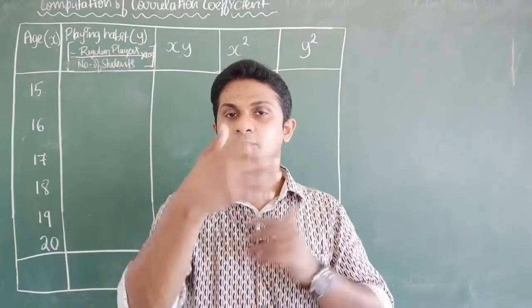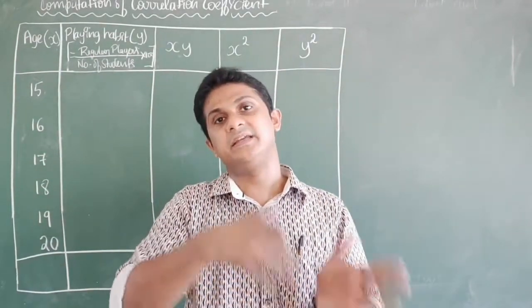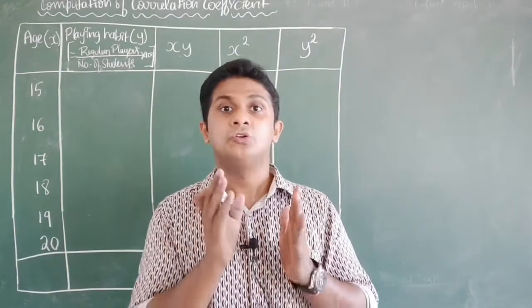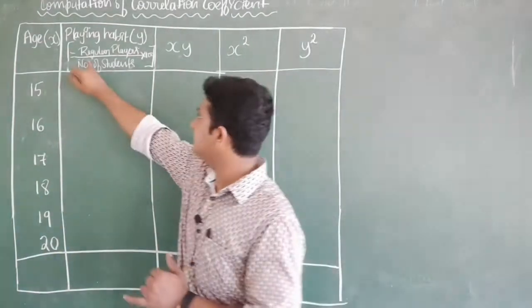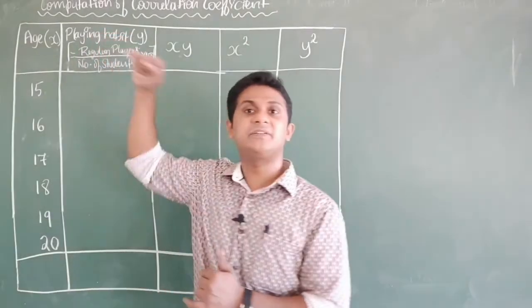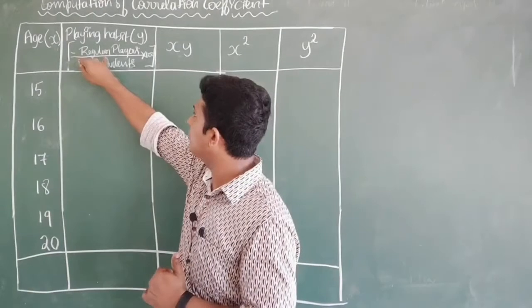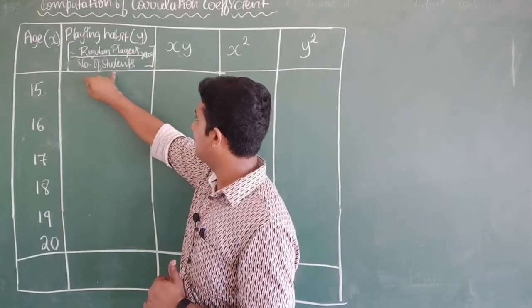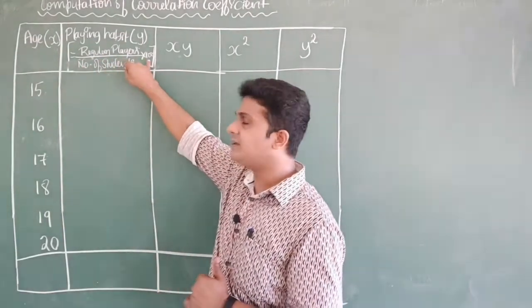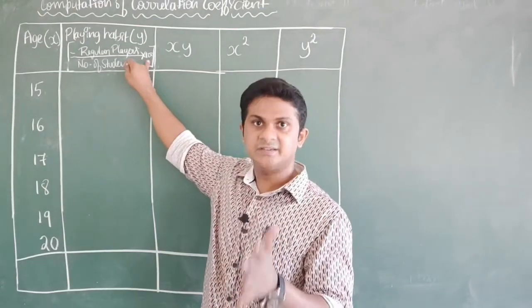We are taking the proportionate value between them, and then we are converting it to percentage to find out the playing habit variable. So that's what I have written here, playing habit, that I'll be treating as y, that is calculated by finding the proportion between regular players and number of students. Then we are expressing it in percentage by multiplying it with 100.